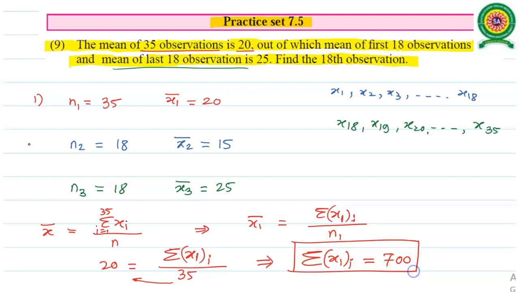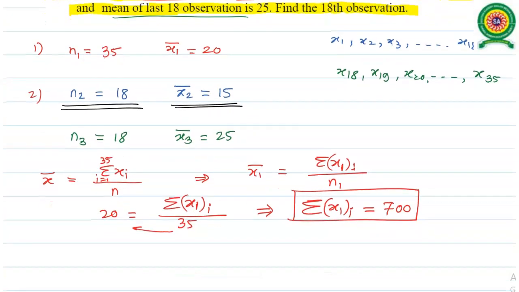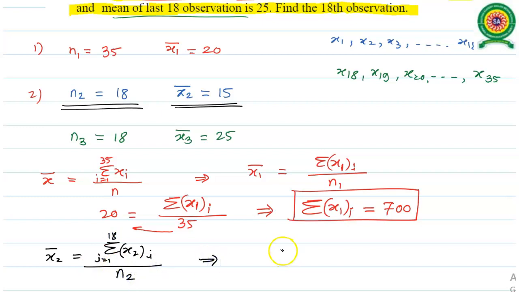Now as per the second case, we have been given the first 18 observations whose mean, denoted by x2 bar, is 15. Now we have the formula for evaluating the mean x2 bar. For the second case, we assume the sum of x2i, where i goes from 1 to 18, the first 18 observations, divided by n2.